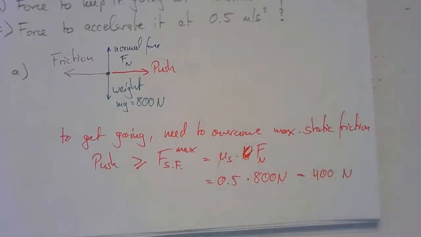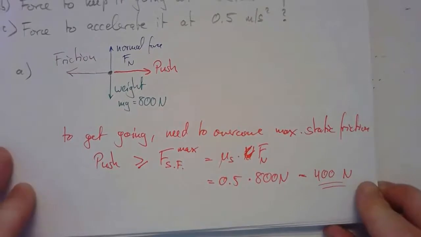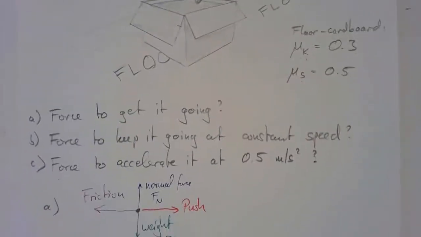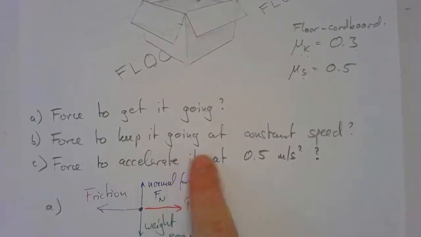So that's how hard I have to push to get it going. Well, technically I have to push with 401 newtons, right? Or 400.01 newtons. This is the teensiest bit greater than 400, so I can break the static friction, as it were, and get the thing moving. Okay, let's do part B. Part B is asking me the force I need to keep going at a constant speed.